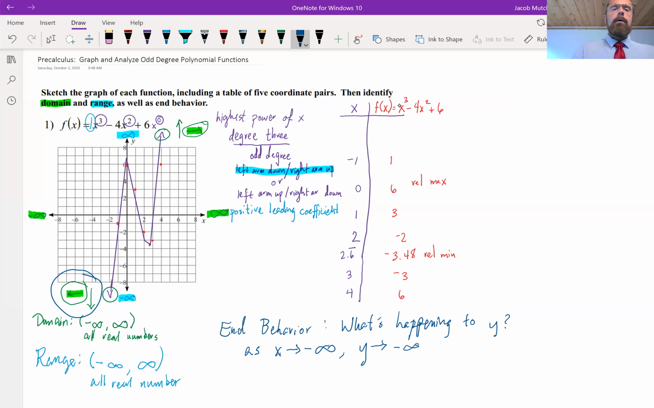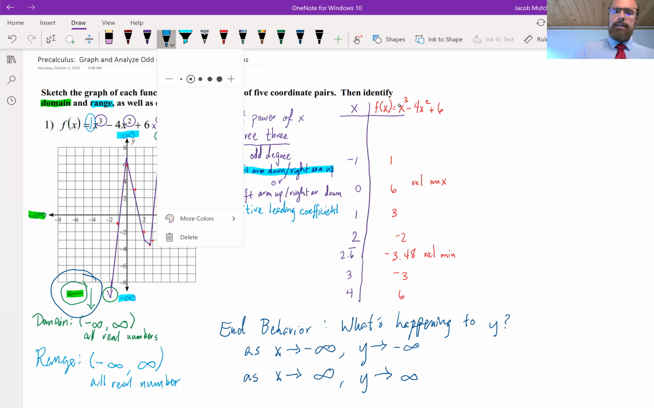For the right-hand end behavior, I see the horizontal arrows pointing right. So as x approaches the right direction is positive infinity. The vertical arrow there is pointing up. Y is approaching up. We identify as positive infinity.